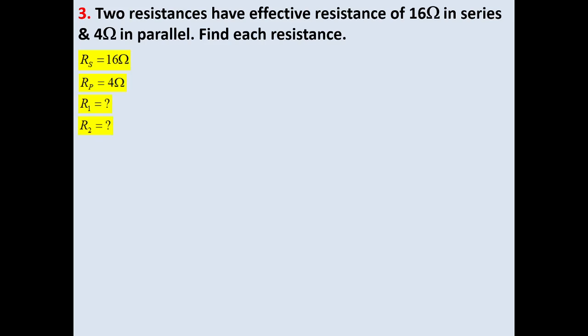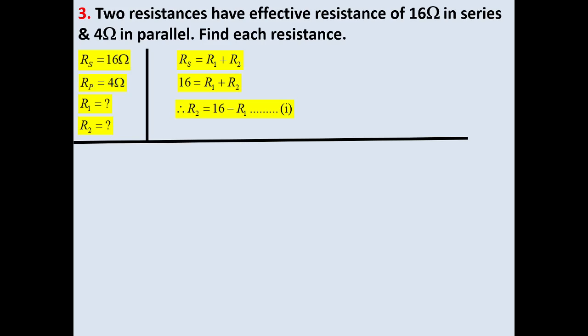So we use two equations for series combination as well as parallel combination. First, for series combination, we write Rs is equal to R1 plus R2. Value of Rs is given, 16 ohm. So substitute here. So we write R2 is equal to 16 minus R1. Let this be equation number 1.